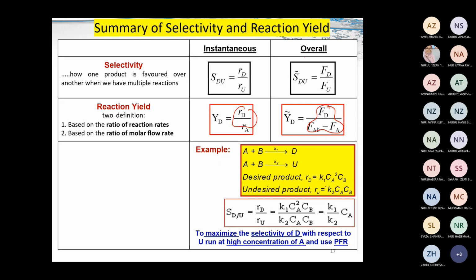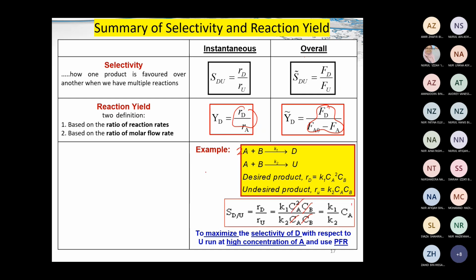Okay, so let's say lah, ni adalah 2A. And then we have another one which is SDU. Remember SDU is RD over RU. So you just bahagikan dia, which is K1 CA2 CB per dengan K2 CA CB. So you can cancel it here. Alright, what remains here is K1 over K2 CA.